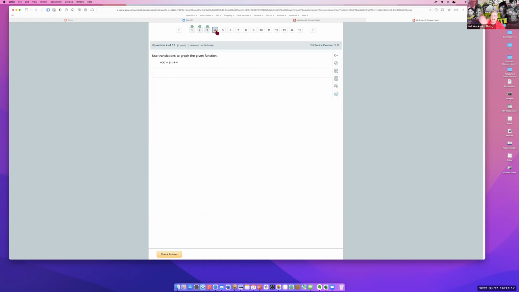Okay. The next questions are all transformations. And we're going to use this tool thing here. And that's what I want to show you. So when we're adding or subtracting outside of the function, outside of the parentheses, is that vertical or horizontal? Excellent. Yes, it's vertical. And vertical goes just like it looks.